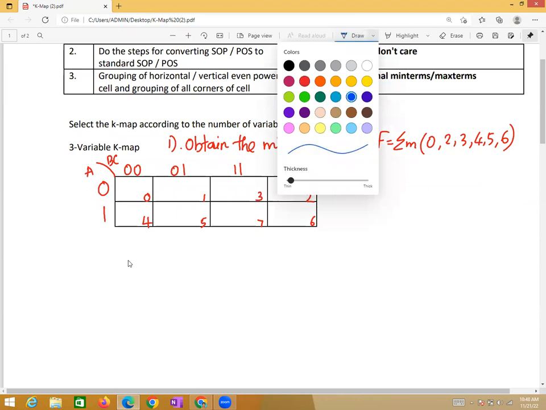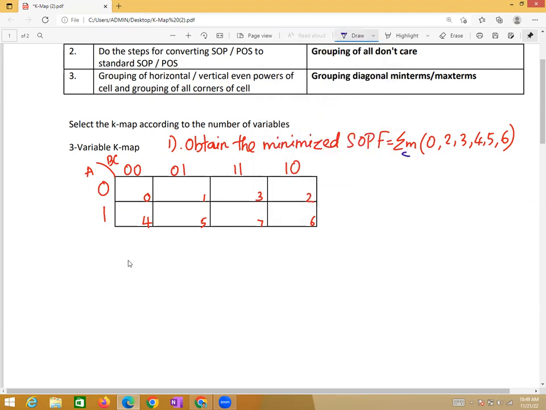For this given question, the first step is we need to check whether our question is in the form of min terms or max terms. From this summation of m itself, we know that this is your min term. So now we have to represent the min term as a 1, and a min term is a 1 in the corresponding cell.